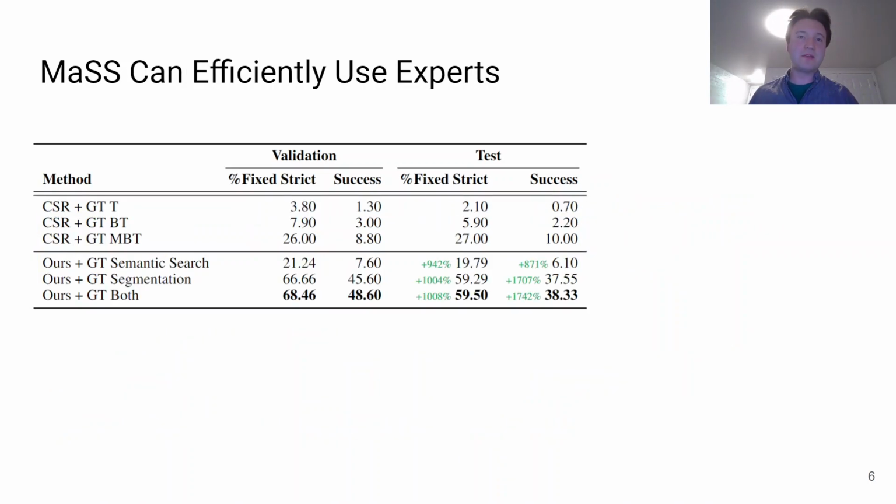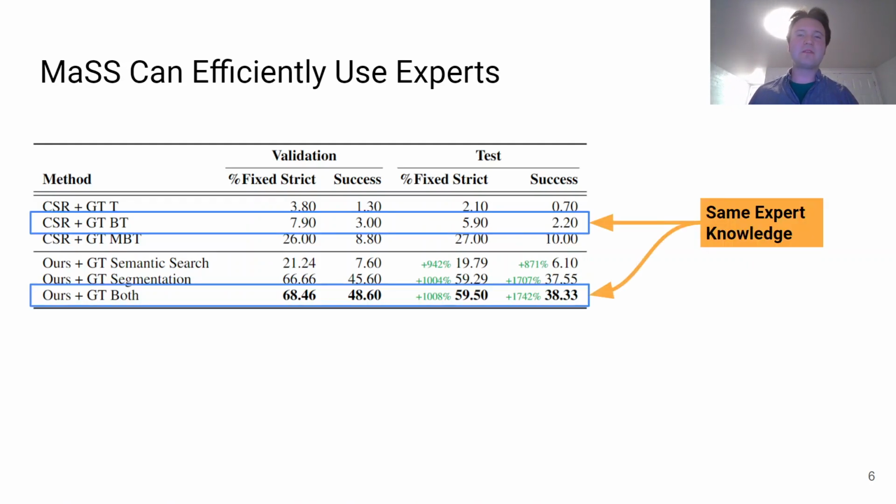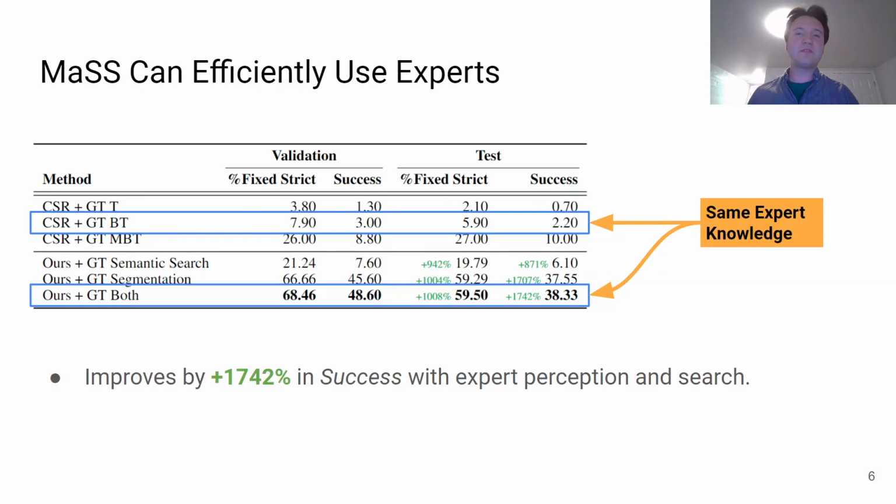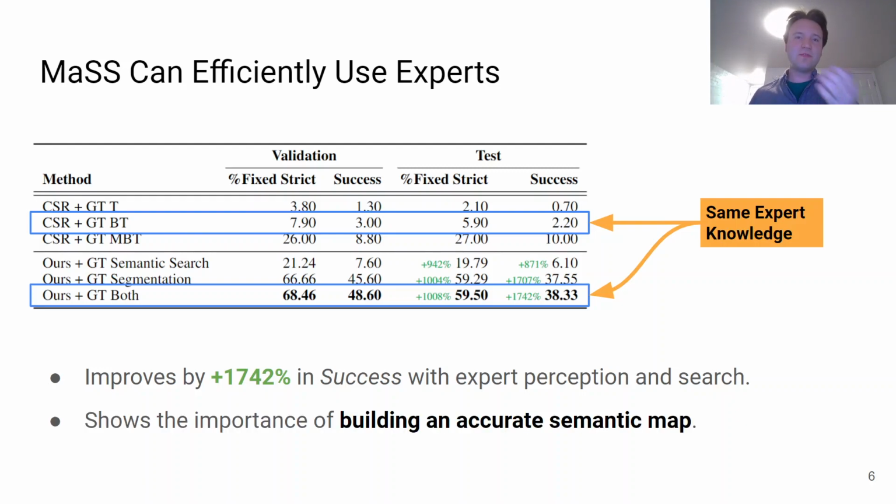Our results with MaSS improve even further when replacing our perception and search modules with experts. Compared to the recent baseline CSR when given expert instance segmentation and expert search goals, our method improves by 1,742% success on the test set and rearranges nearly 60% of objects correctly in the test set. These significant gains with expert perception and search show that building accurate semantic maps is important for visual rearrangement problems.